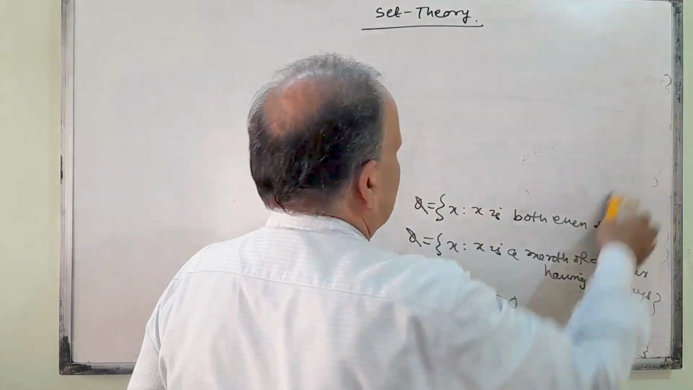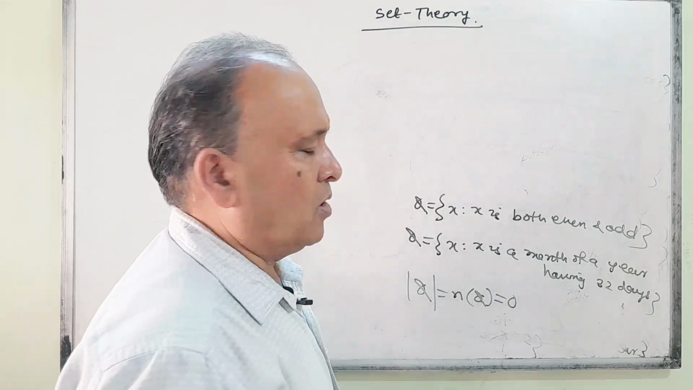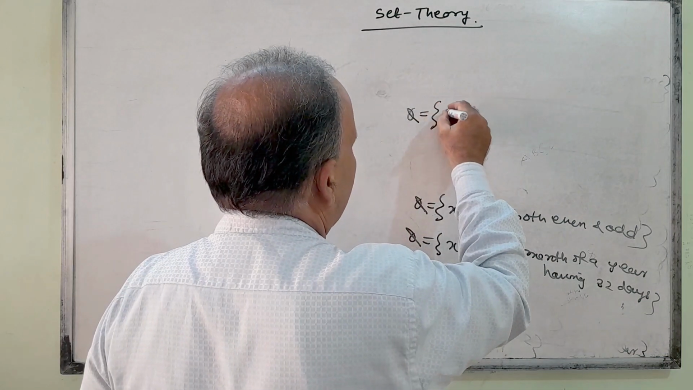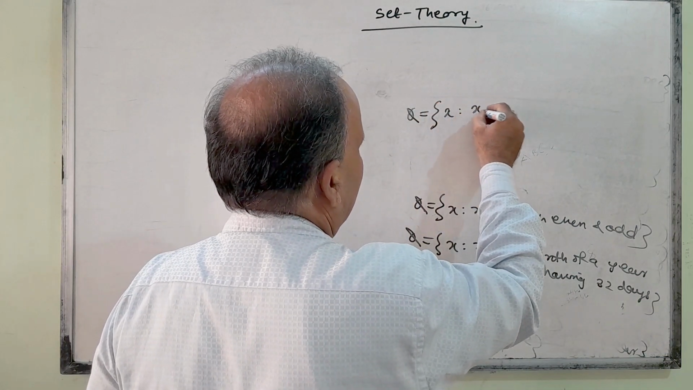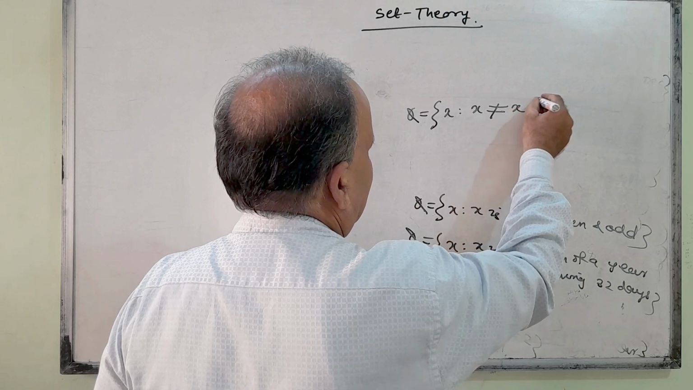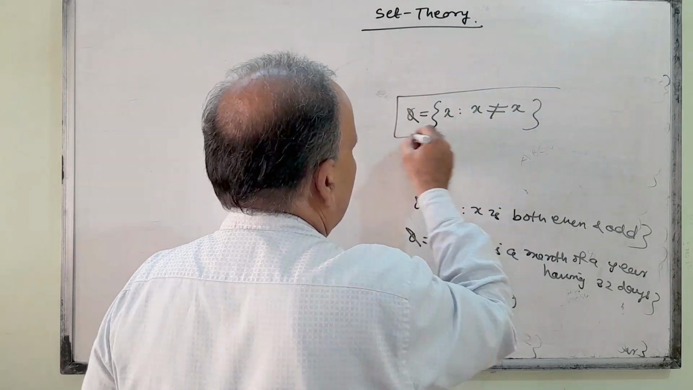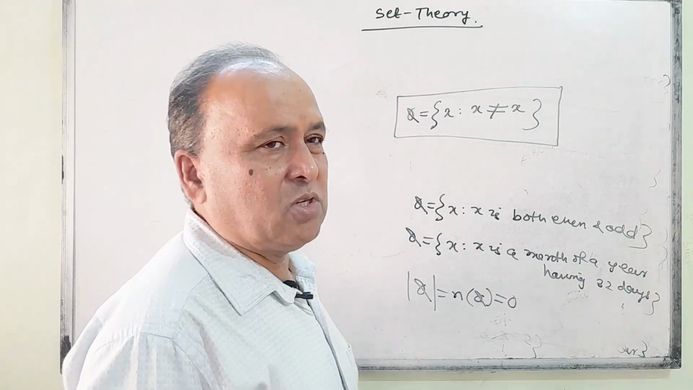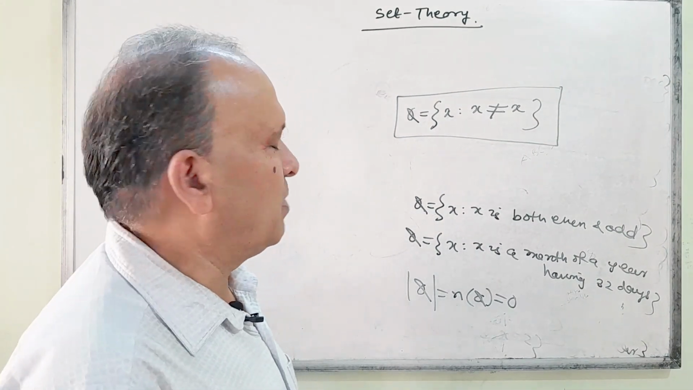In set builder form, the null set is represented like this: phi is equal to {x such that x is not equal to x}. This is the set builder representation of a null set. A question may come: write the null set in set builder form.